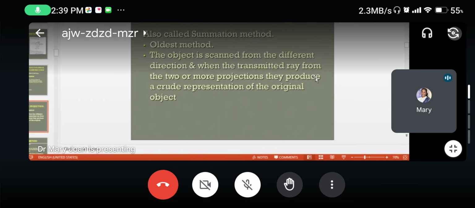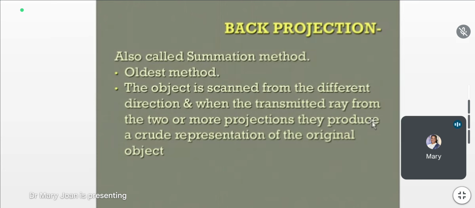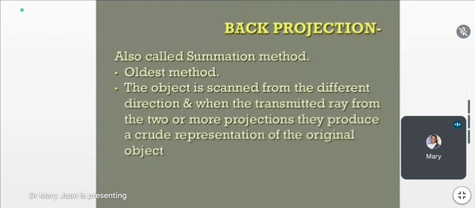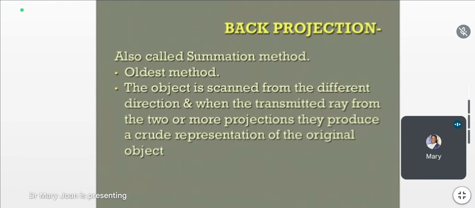Back projection is also called the summation method. This is one of the oldest methods of image reconstruction. The object is scanned from different directions, and when the transmitted rays from two or more projections are combined, they produce a crude representation of the original object. So this is something like what we were seeing, how we were getting three-dimensional information by acquiring 2D information in different planes or different angles.